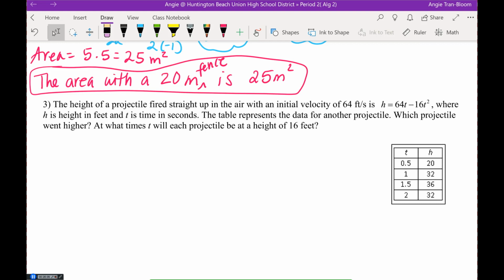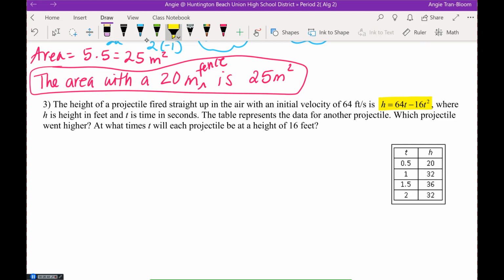Okay, there's a lot of stuff. How many things is going on here? A lot. How many projectiles? Exactly. Not 4. Not 1. 2. Guys, it says the height of a projectile that fires straight up in the air with initial velocity of 64 feet per second. Notice how the 64 feet per second is in the problem, but you don't need to worry about it because they already gave you what? The equation that took care of that number.